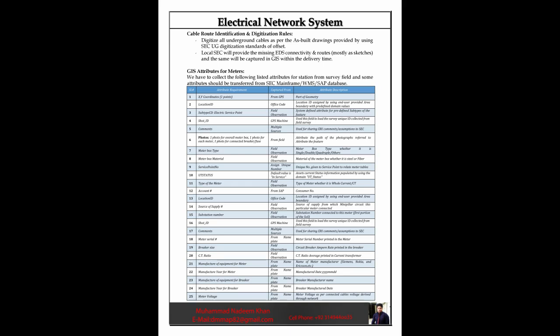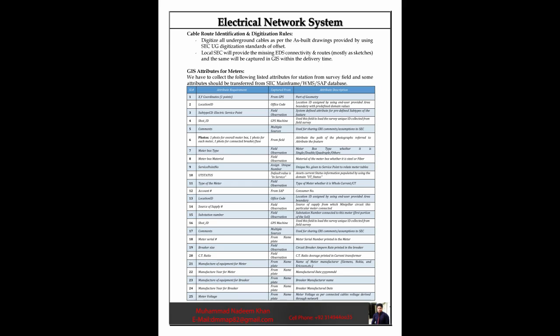Cable route identification and digitization rules. Digitize all underground cables as per the as-built drawings provided, using SEC UG digitization standards of offset. Local SEC will provide the missing EDS connectivity and routes, mostly as sketches, and the same will be captured in GIS within the delivery time.